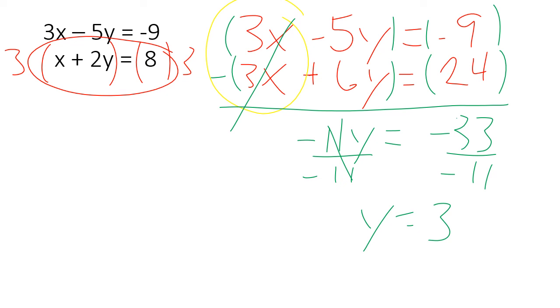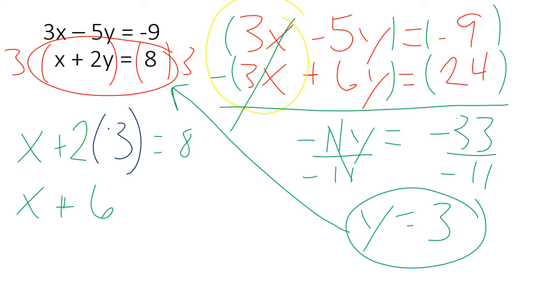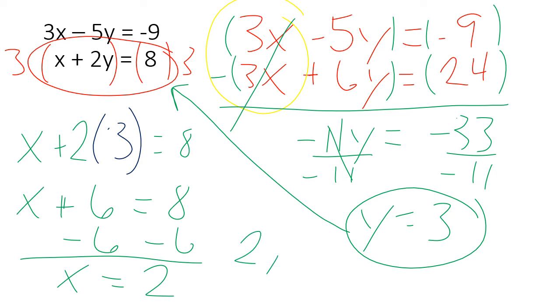And so now I can take this and plug it back in. Again, this one seems easier, but either equation will work. So let's go ahead and try this. I got x plus 2, but instead of y, I'm going to put in positive 3, and then equals 8. So x plus 6 is equal to 8. Subtract 6, x is 2. So now my answer is 2, 3.